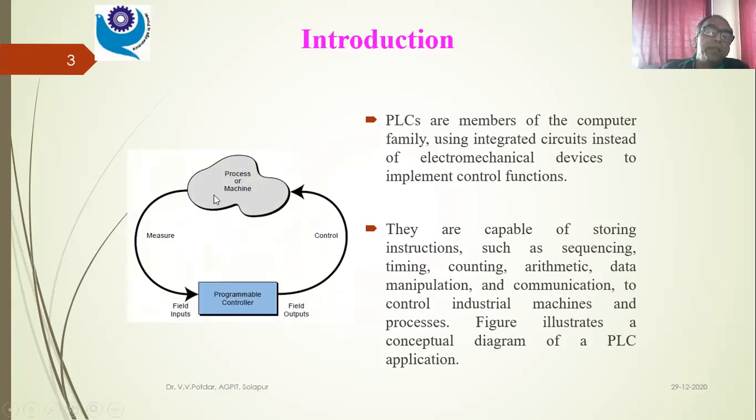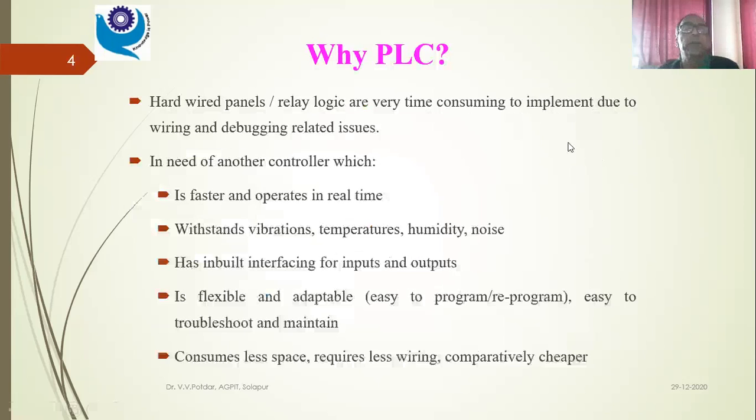Now, this diagram tells you about the process of the machine which is to be controlled. Your programmable controller gives out the field outputs to control the given machine, and there will be a sensor which will measure the system parameters or the process parameters, and it is given as an input to your programmable controller. And this is how programmable controllers are in use in industry.